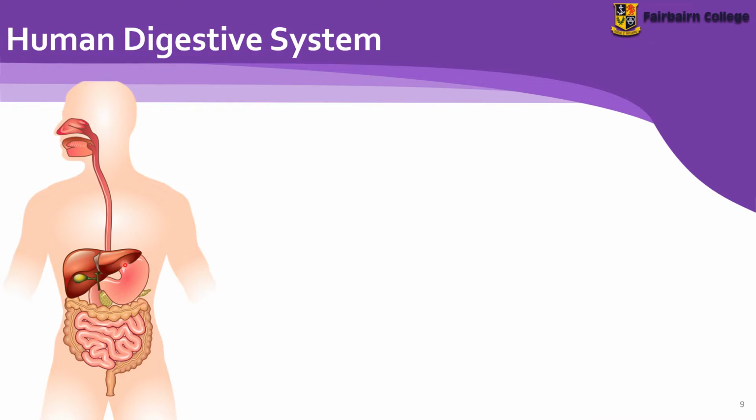After food has been thoroughly broken down by the stomach, the contents of the stomach, called chyme, move into the small intestine. The small intestine is a long muscular tube, about 7 meters long, where most of the absorption is going to take place.